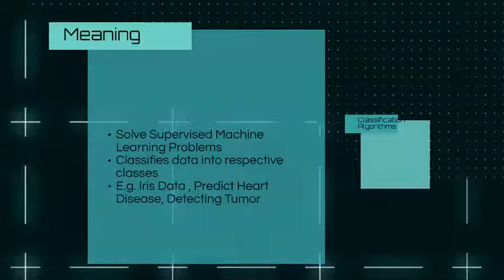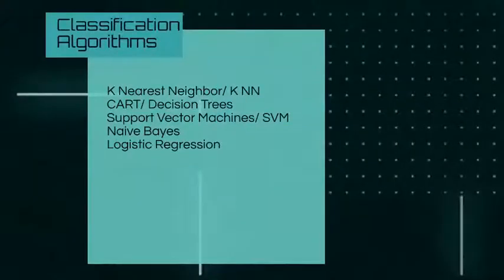Another example is predicting heart disease. Another is detecting a tumor, whether it is benign or malignant. And we have done it in machine learning projects. So you can go through that once more if you want to revise it. This is where we were applying classification algorithms. Now let's walk through the classification algorithms.